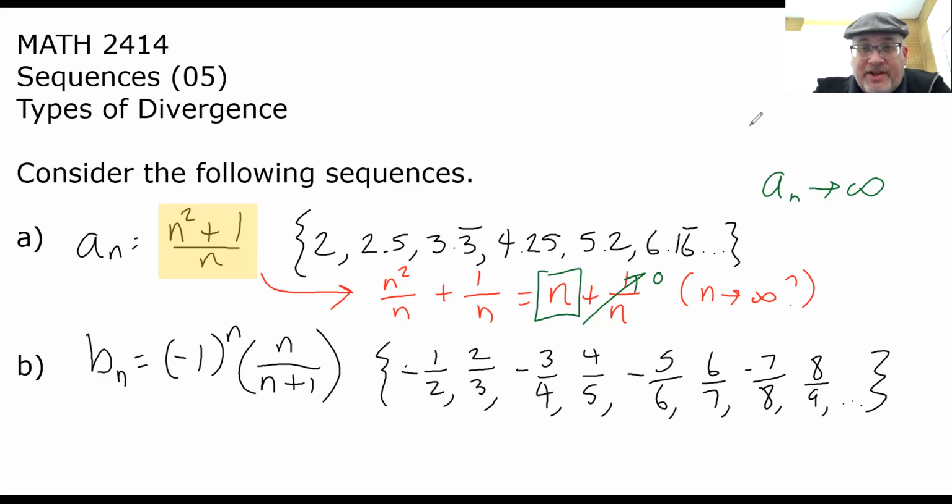So, does it look like these values are settling down to one particular result? And the answer is not really. Well, one thing that's a giveaway is that they're alternating.